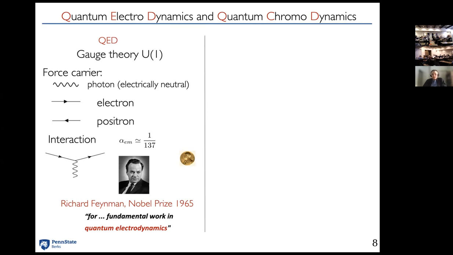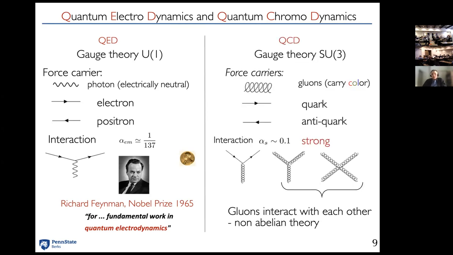The theory that describes quarks and gluons that compose the nucleon is quantum chromodynamics. It's a gauge theory with another gauge group, SU(3). It means that there are more force carriers. Those are gluons. They carry an additional quantum number, which we call color. Gluons can interact with quarks and anti-quarks. And here's the diagram of the interaction of the gluon with the quark.